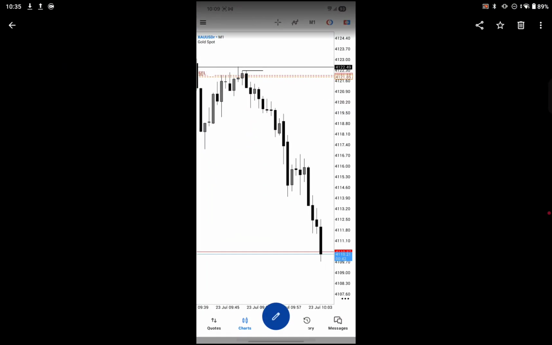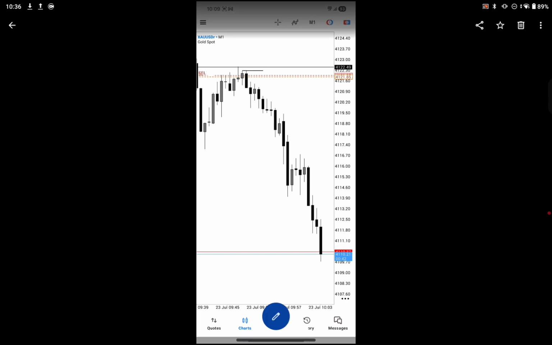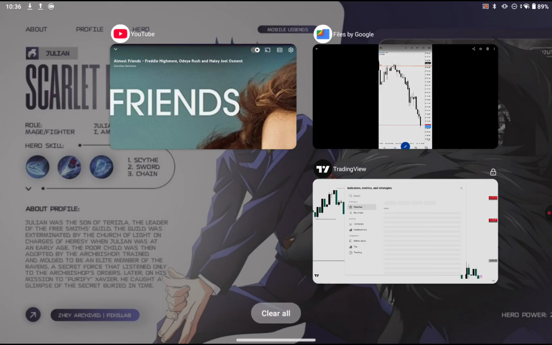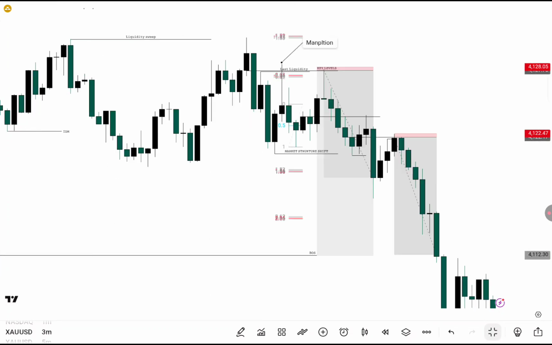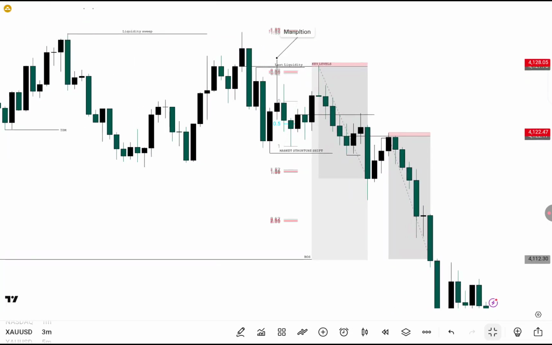Let's look at what I took. This is the entry I took. You can see, I'm still holding it. You can see, and I'm not exiting that soon because I expect gold to at least go back below. So that's why I'm still holding it.